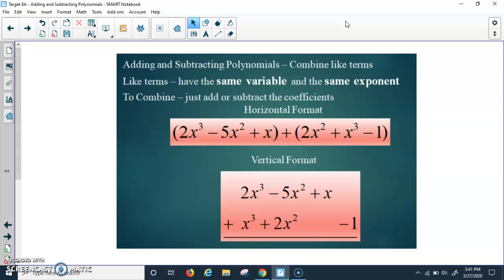And to combine them, all you've got to do is look at the number out in front, the coefficient, and just add or subtract it depending on the operation being done. There are two ways to do this. There is a horizontal format, in which each polynomial is written horizontally, or you could write it vertically, in which each column represents a like term. For instance, here the 2x cubed and the x cubed are in the same column. The x squareds are in the same column. The x to the first powers are in the same column, and if there's no x to the first power term in one of your polynomials, then you just leave that blank, and then the constants are in a column.